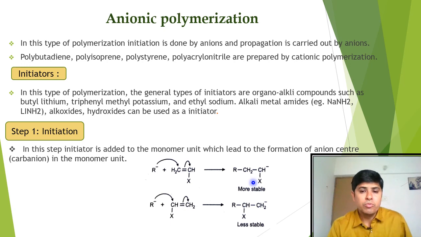So we may get a more stable anion or we may get a less stable anion, depending on the reaction conditions. When it is added to CH2, we get a less stable anion, that is primary, and otherwise we will get a secondary, which is more stable. This is what is shown here.